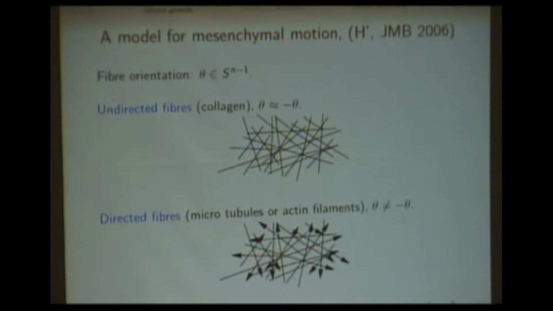With direction, I mean that every way along the fiber, you can always decide what is plus or minus, or what is up or down, or what is active or passive. There are different notations. So, for example, microtubules or actin filaments would be directed fibers. However, collagen is undirected. So if you sit on a fiber, you cannot say what is up or down. It is symmetric. So for each direction theta, you have the opposite direction, minus theta, in the same way.